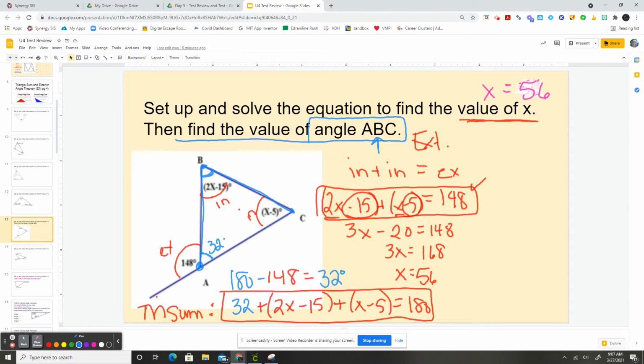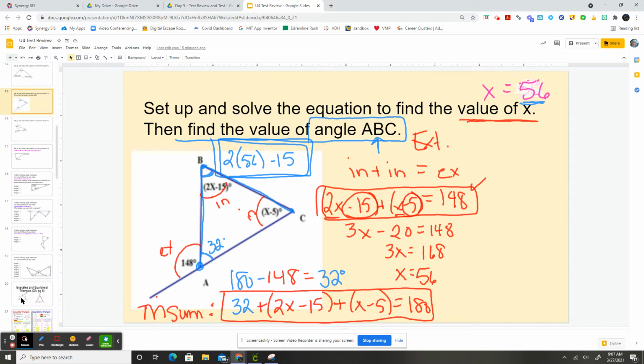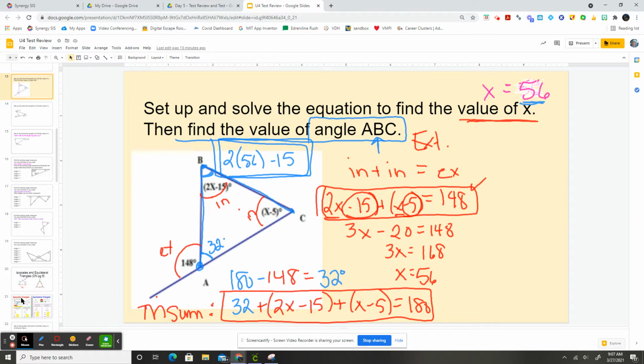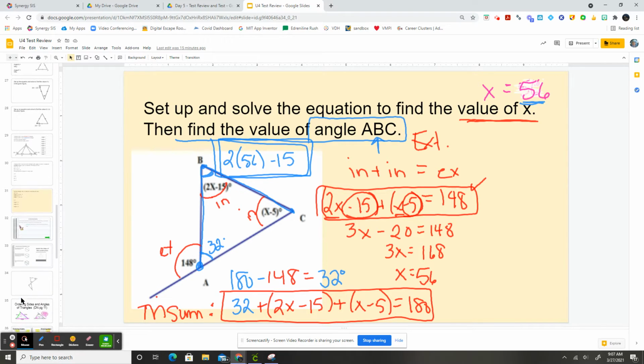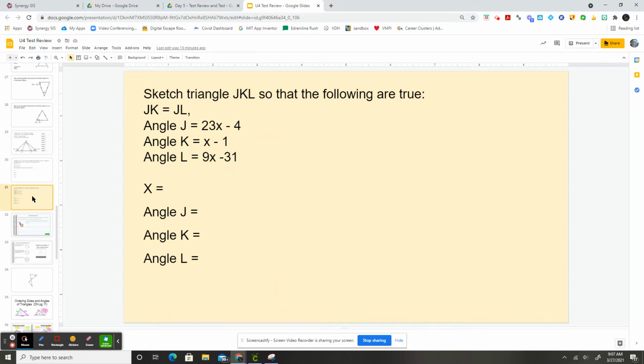This is my question. So I have to put in that 56 and do 2 times 56 minus 15. This is going to be the answer you put in your learning target. 2 times x minus 15, because that's the actual question. Okay, hopefully that helps. Let's go to our next question. The first question was learning target 1. The second one was learning target 2. This is going to be learning target 3.